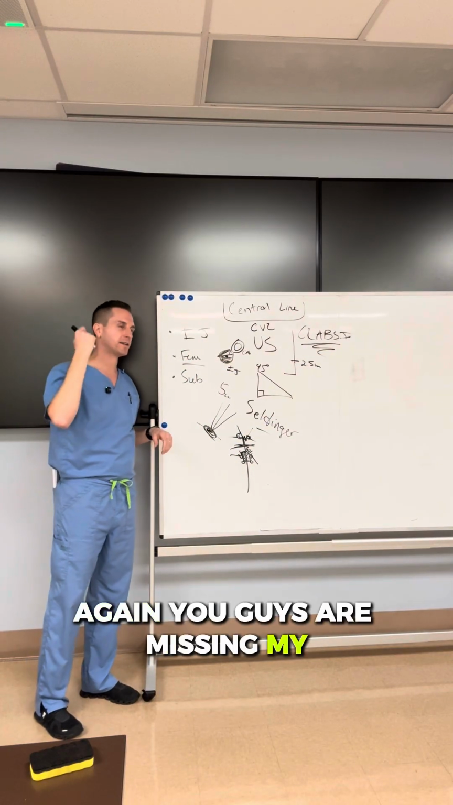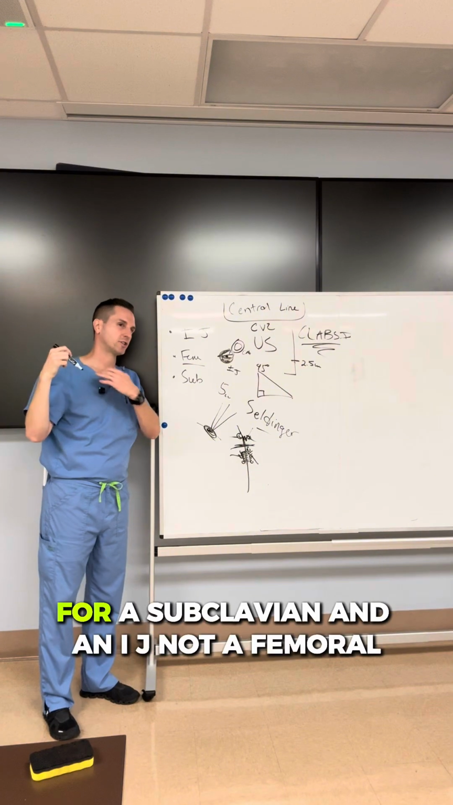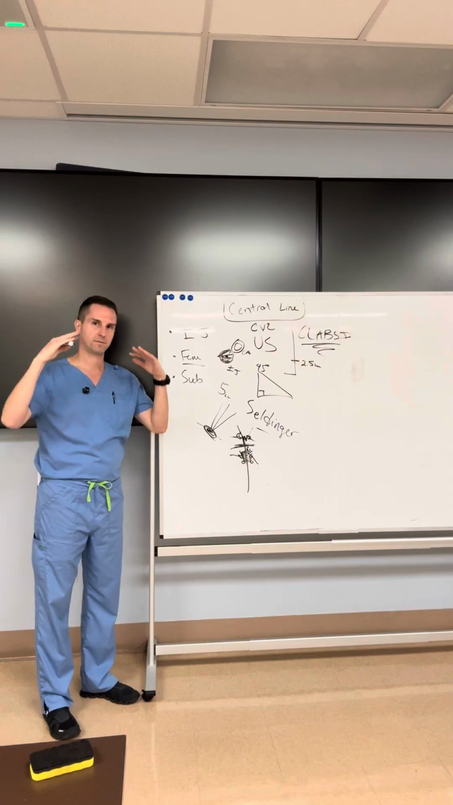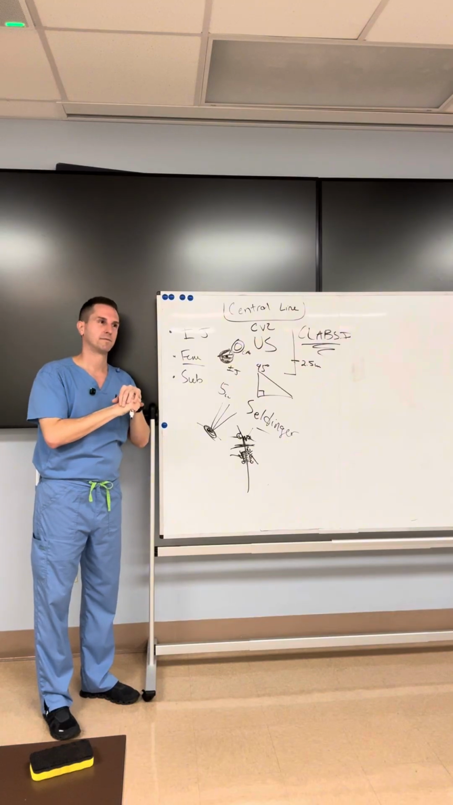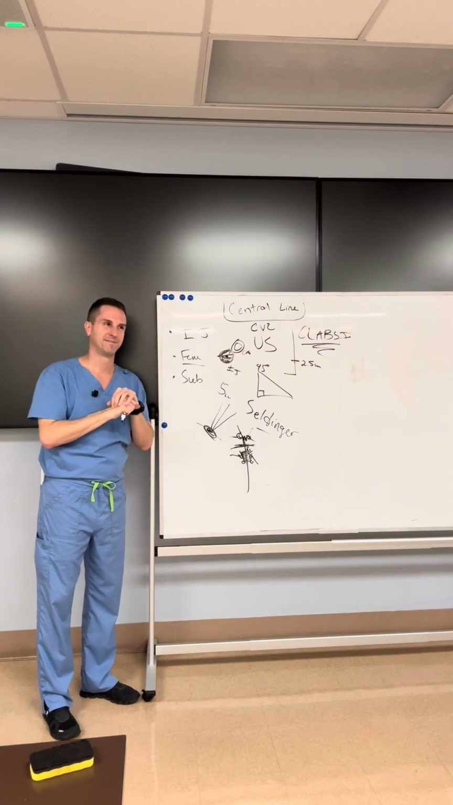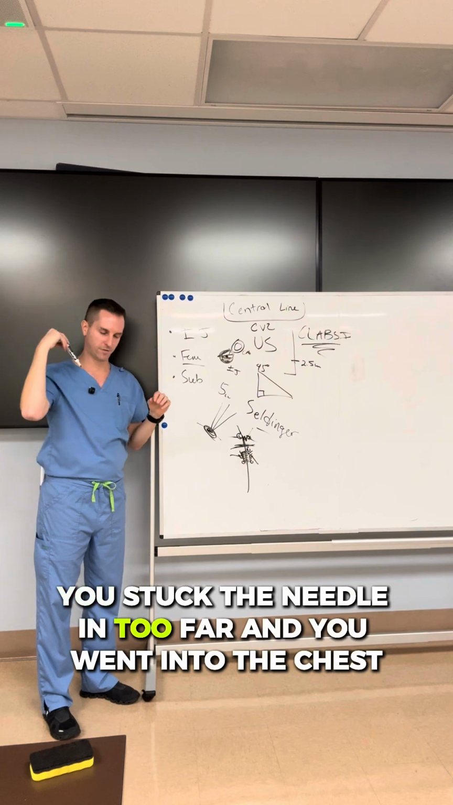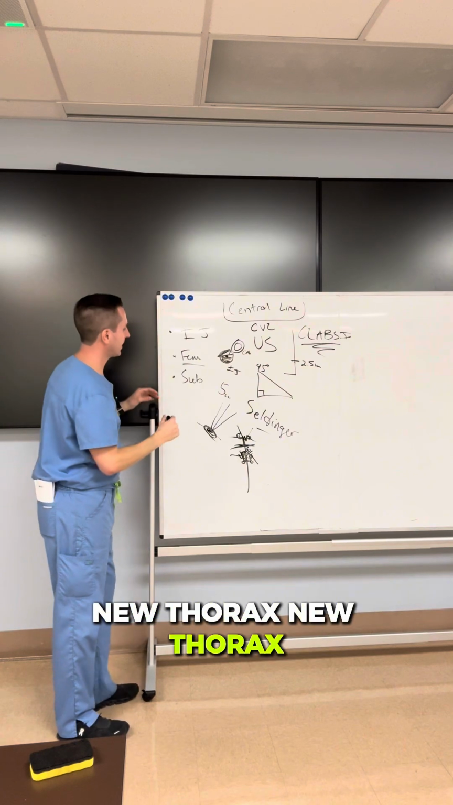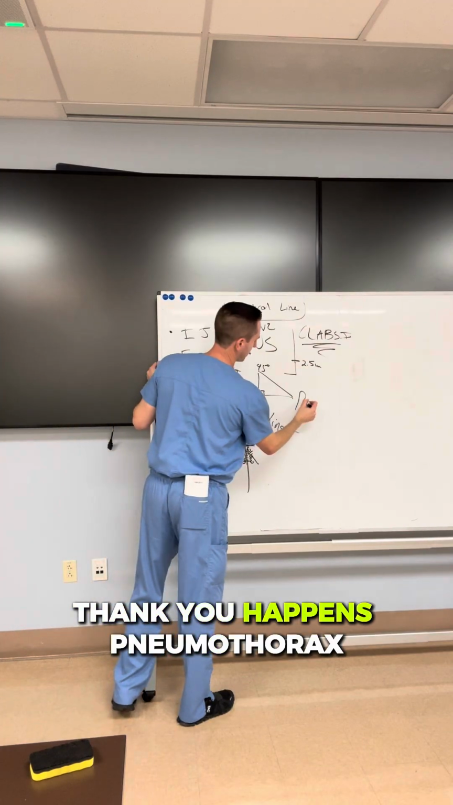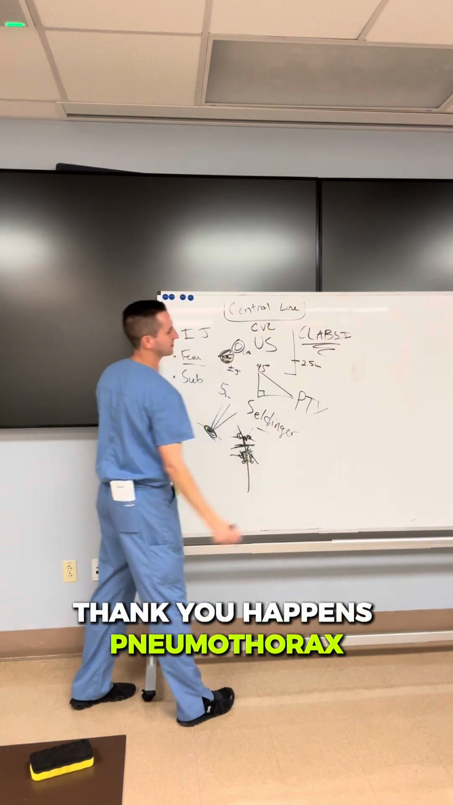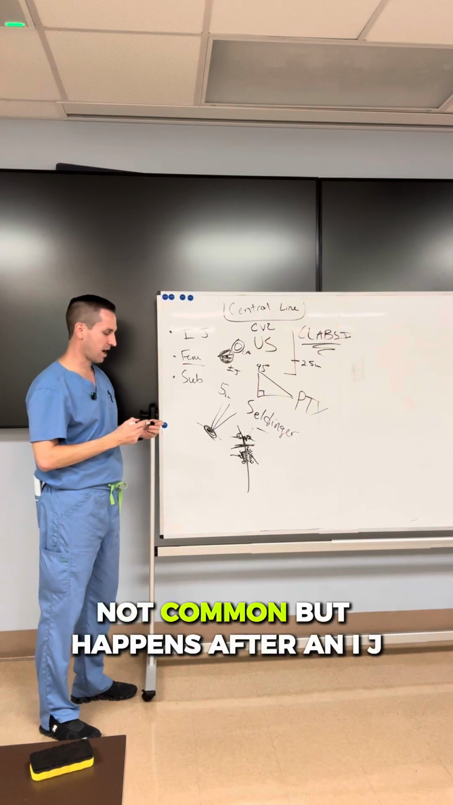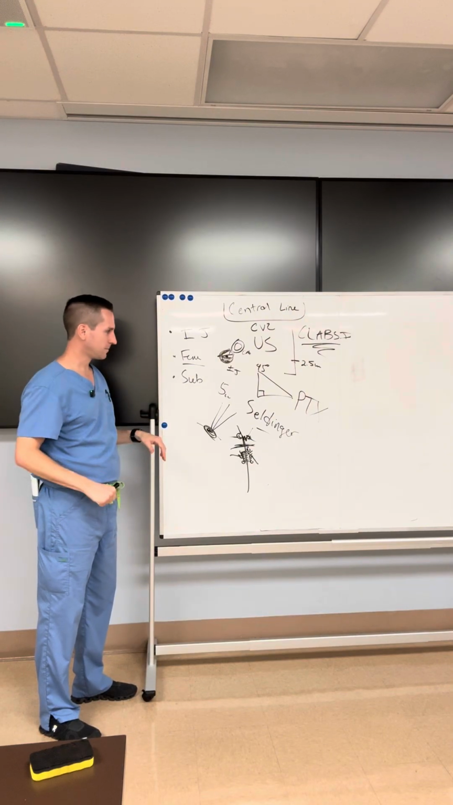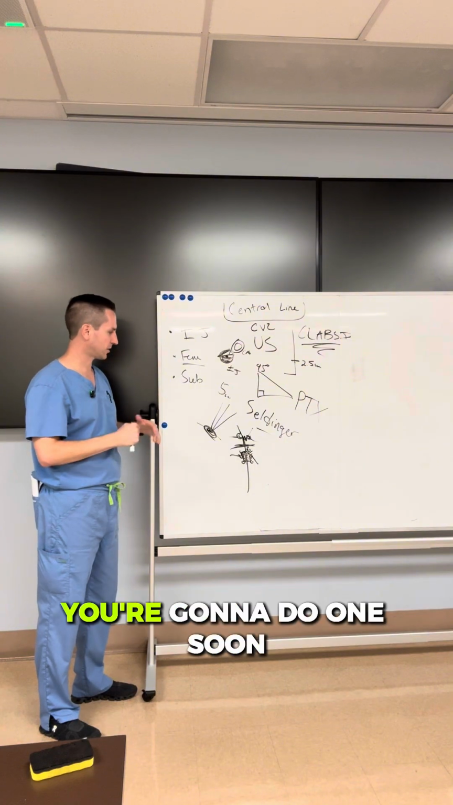Again, you guys are missing the one I want you to say. For subclavian and an IJ. What else did we not say? You stuck the needle in too far and you went into the chest. Pneumothorax. Pneumothorax, thank you. Very not common, but happens after an IJ or subclavian. All right, central lines. You're going to do one soon.